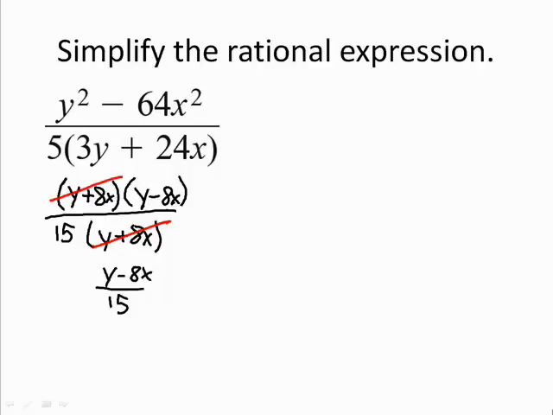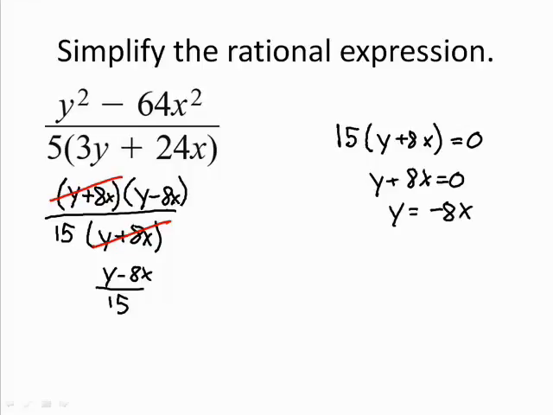The domain of this expression has to be the same as the domain of the original expression. The denominator of the original expression cannot be equal to 0, so set it equal to 0 and solve for x and y. 15 times the quantity y plus 8x equals 0. Divide each side by 15. y plus 8x equals 0. Subtract 8x from each side. y equals negative 8x. So the domain of the original function is all points where y is not equal to negative 8x. The simplified expression is y minus 8x divided by 15, where y is not equal to negative 8x.